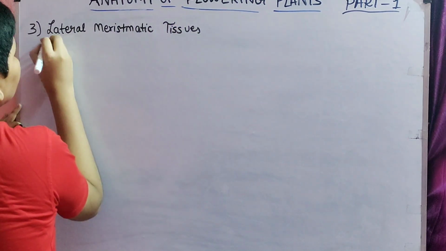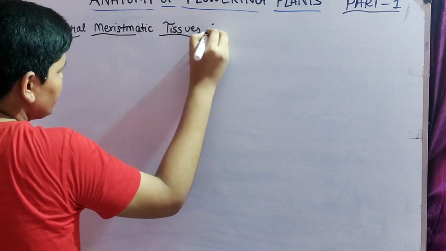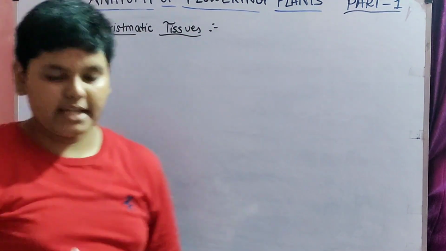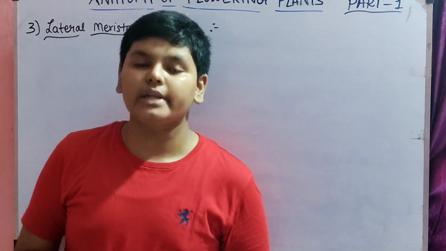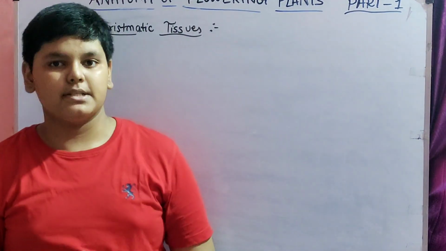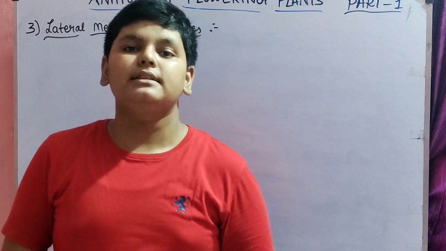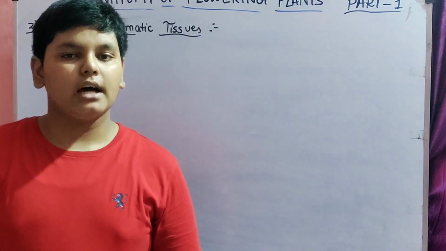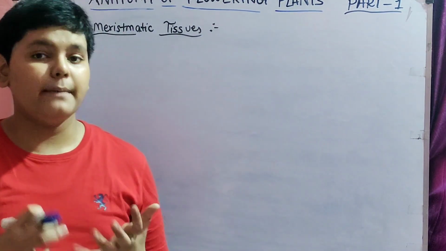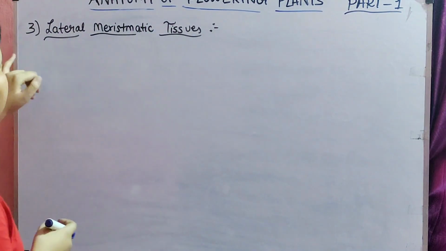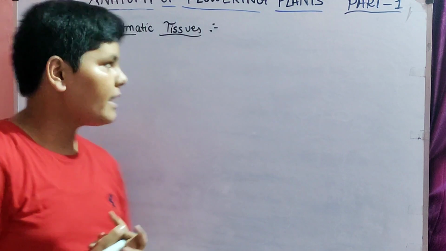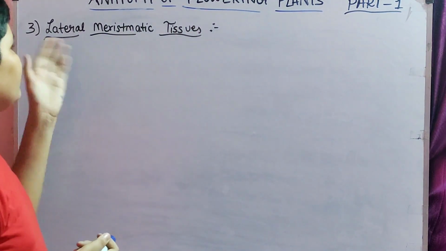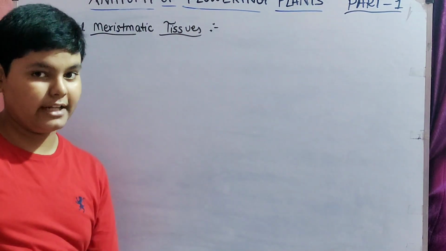Now, what are lateral meristematic tissues? As I was saying in the first point, the shoot apical meristem and root apical meristem, which is the apical meristem, and the intercalary meristem are called the primary meristems, primary tissues. But these lateral meristematic tissues are called the secondary tissues.